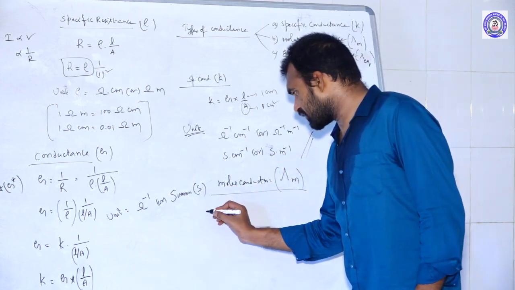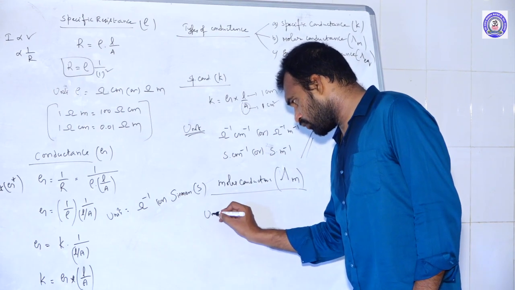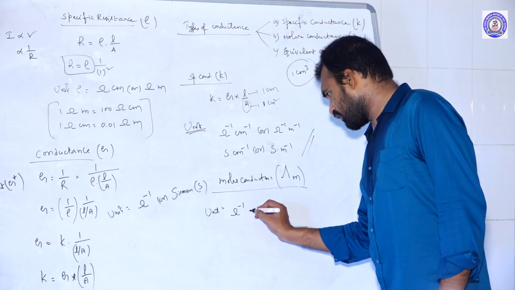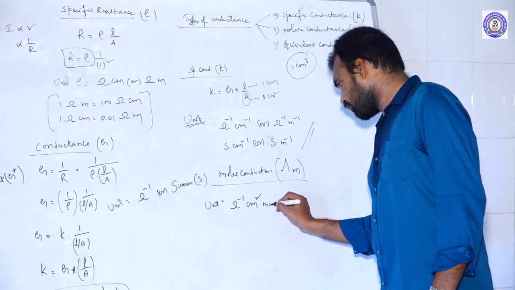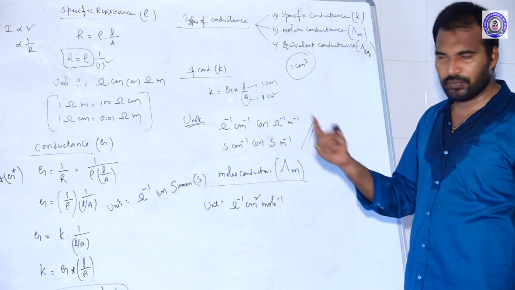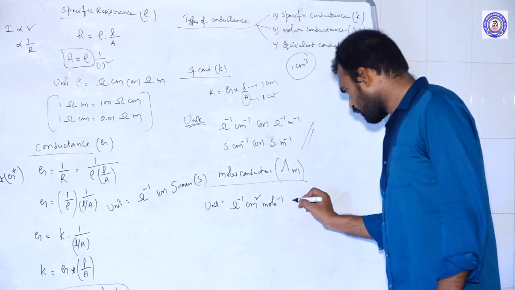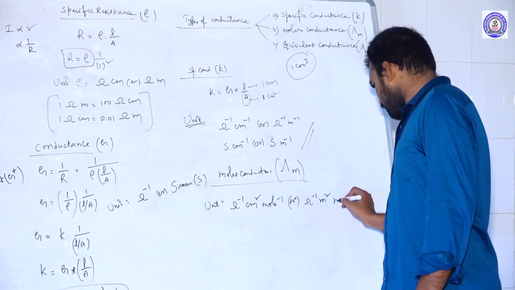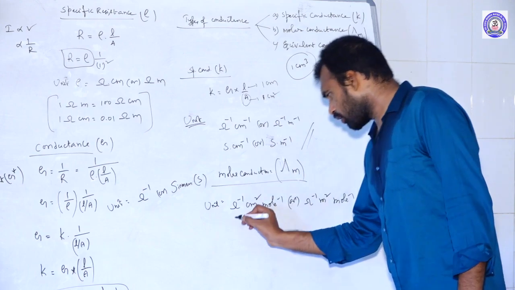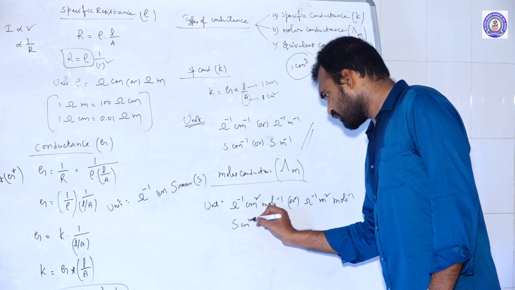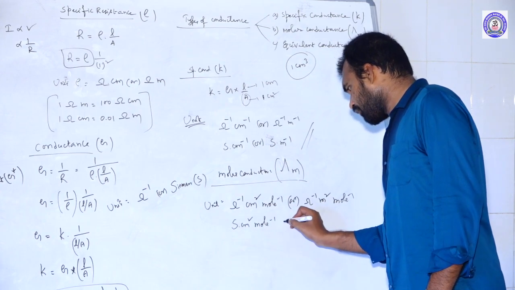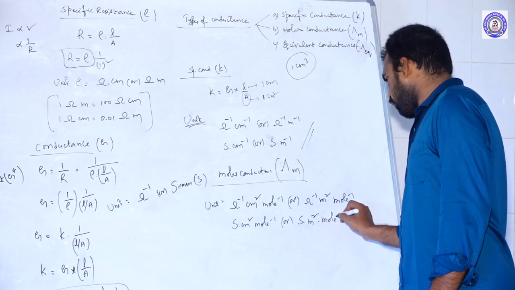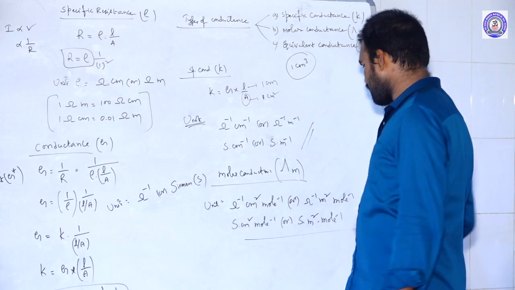And the units of this one. Units are only important in the relation. Units are ohm inverse centimeter square mole inverse, or ohm inverse meter square mole inverse, or Siemens centimeter square mole inverse, or Siemens meter square mole inverse. So these are the units.